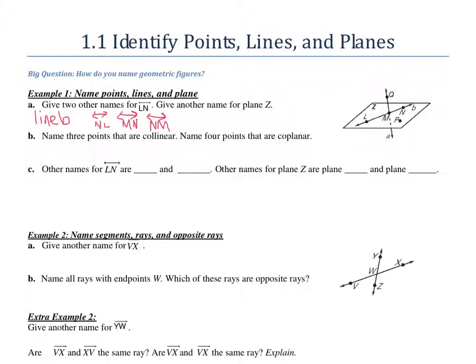The next part, give another name for plane Z. So plane Z is this whole thing, it almost looks like a sheet of paper, and I called it plane Z because there's a Z here that doesn't have a point. The other way to name a plane is with 3 points that are not in a straight line that are on that plane. So we could call it plane LPN or plane MNP. Either of those will work, so I'm going to write that out right here.